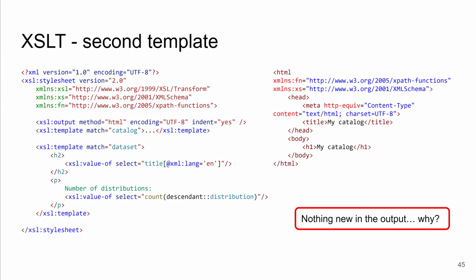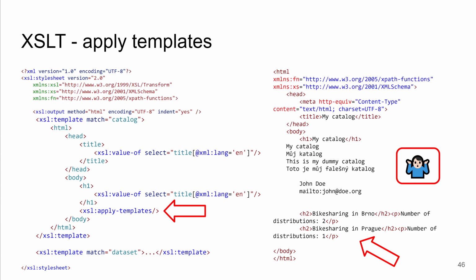We need to specify that at some place in the output we want to process the other templates. And we do that by inserting the XSL apply templates element in the place of the output where we want the other templates to be applied. So what happens now is seen in the right hand side of the slide. We actually created what we wanted. There are the level 2 headings with the titles of the datasets, and then there are the paragraphs with the numbers of distributions.